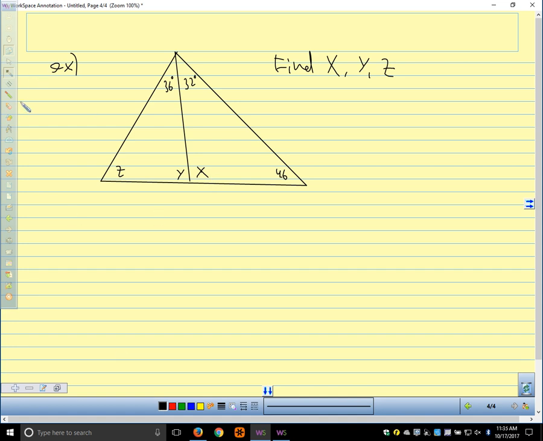Because if we look at this triangle, what do we know that all those angles in that red triangle have to add up to? 180. So to find x, we're going to add 32 and 46 and subtract from 180. So I could say x equals, the other way I could write that, 180 minus 32 minus 46. And I get that that is 102 degrees.